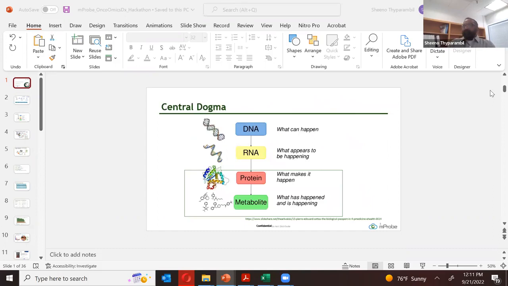So I'm preaching to the choir here, but the DNA to RNA to protein to metabolite, and we focus, at least at MProbe, on the protein side of things and also on the metabolite side of things. I'll focus today in my talk on the protein side of things.